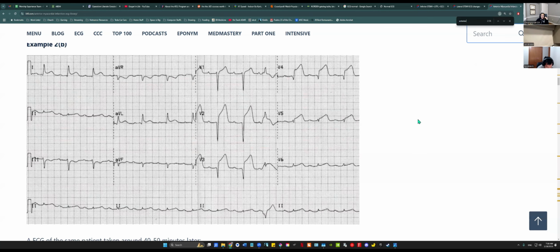Okay. All right. So anterior elevation, and then I think V1 is elevated. The ST is elevated. Two, I don't know what I'm looking at.